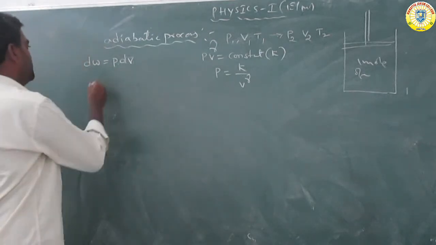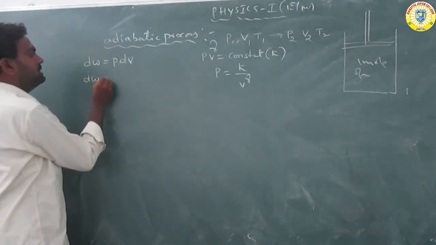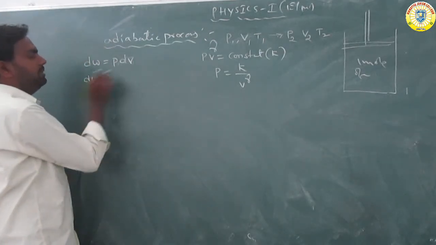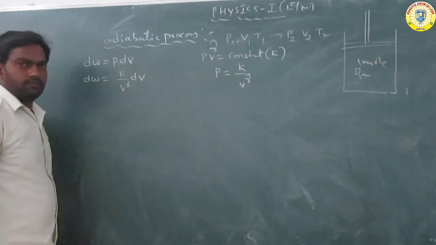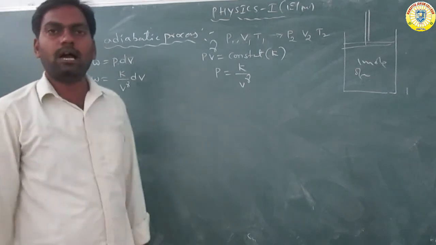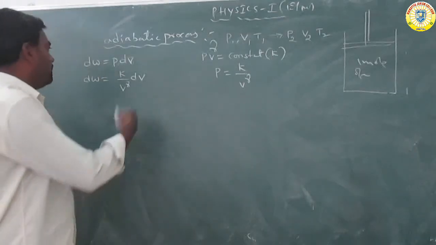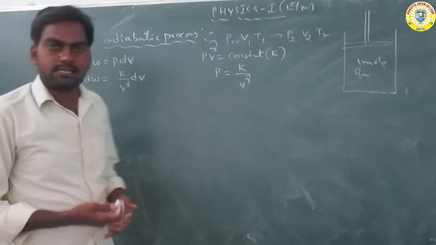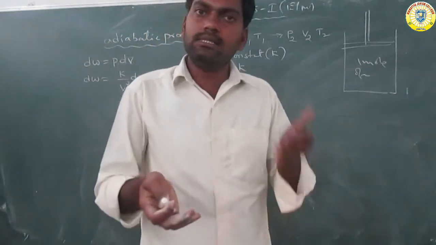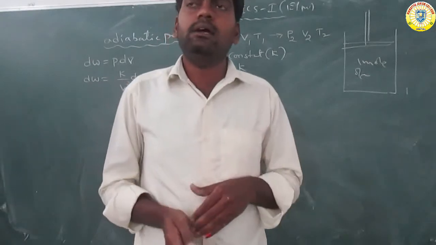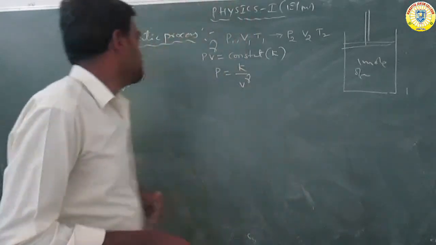Now, substituting in the equation, dW is equal to K by V to the power of gamma dV. Now here we take the total extension from V1 to V2, and that will give us the total work done, which is W.